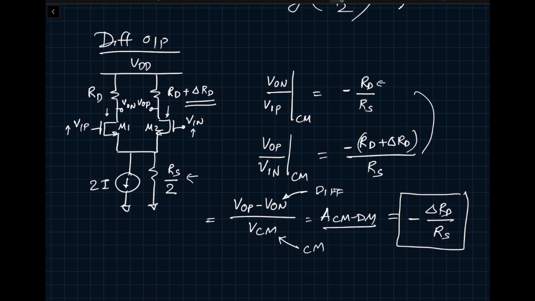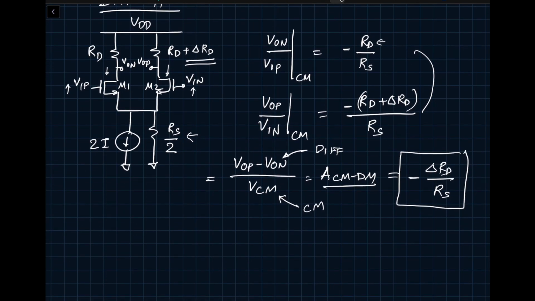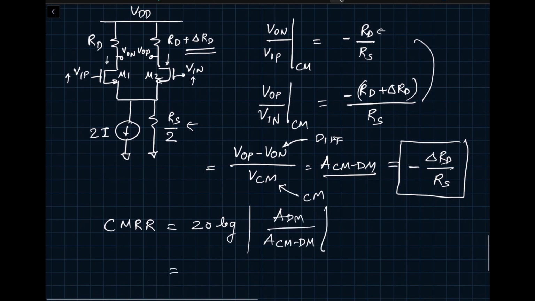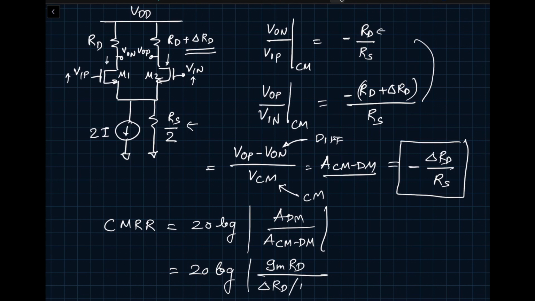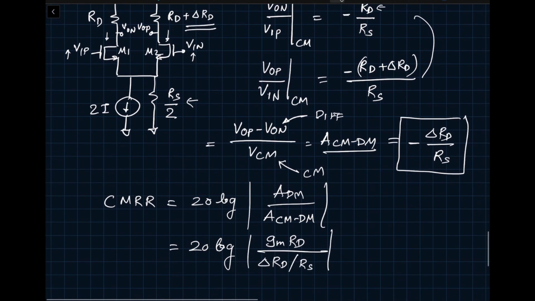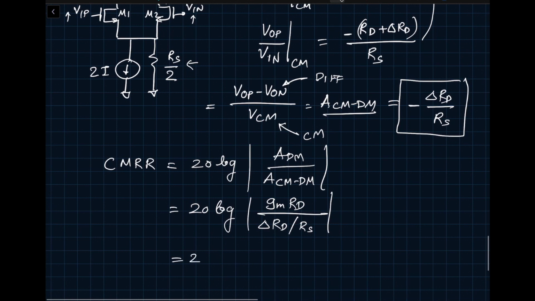So now in this particular case, what would be our CMRR? Common mode rejection ratio will be 20 log ADM divided by ACM-DM, and that would be equal to 20 log GMRD divided by delta RD, and that gets divided by RS. We will rearrange that so that we are familiar. This should be 20 log GMRS divided by delta RD divided by RD.